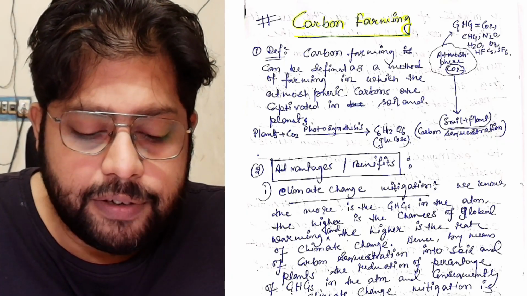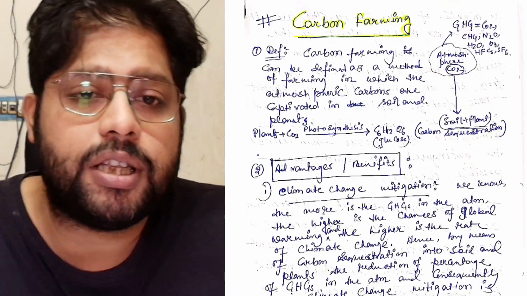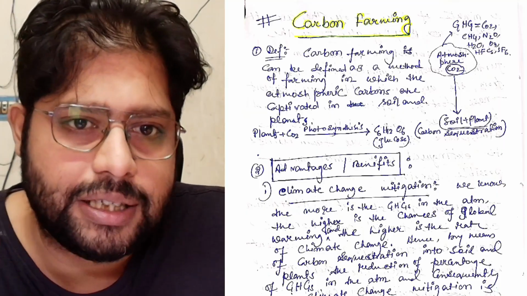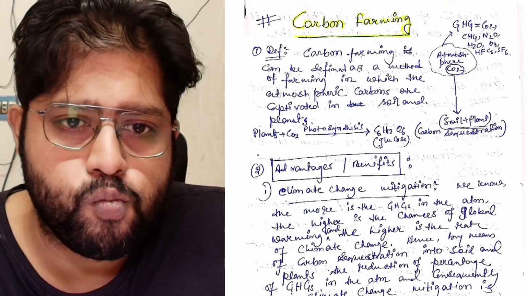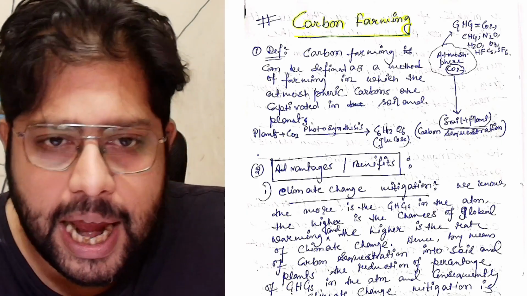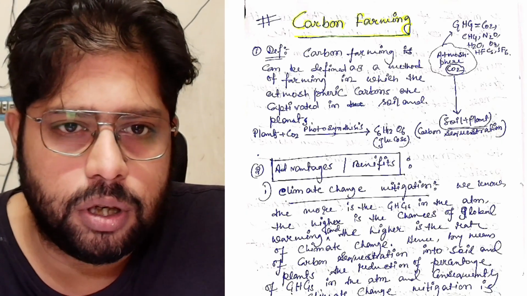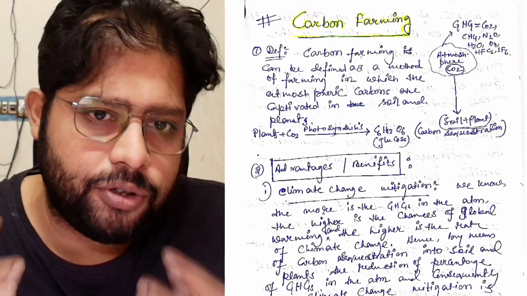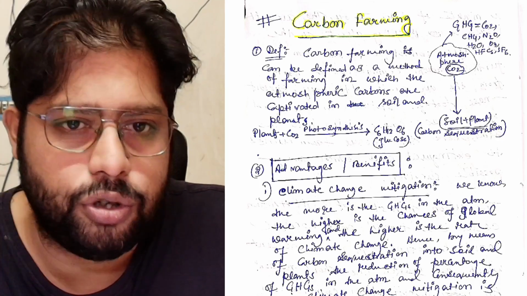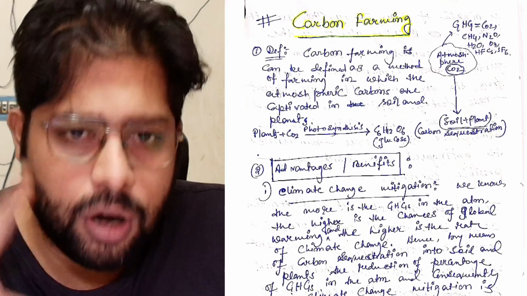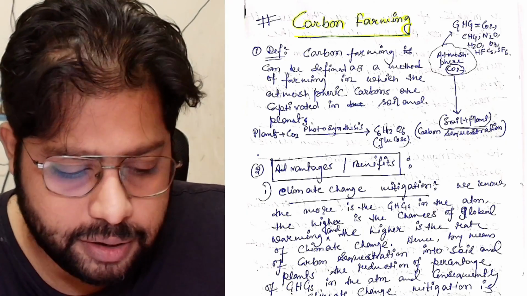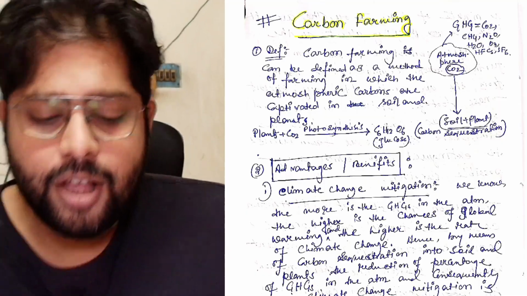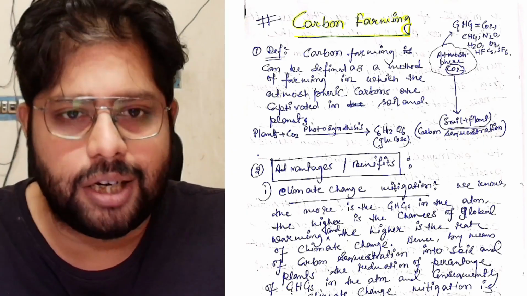Look, the basic definition of carbon farming is, I'm assuming that you all know what global warming is and what greenhouse gases are, how they cause global warming, and what the impacts of global warming are. These things are already known to you. Okay, you are all well familiar with these things. So on the basis of that assumption, I'm going to read to you. So the first thing is, what is the definition of carbon farming?